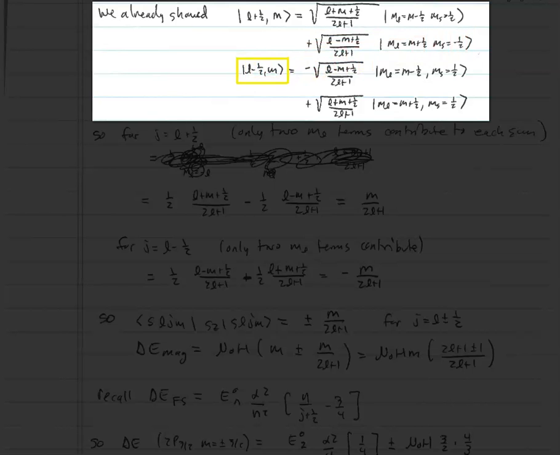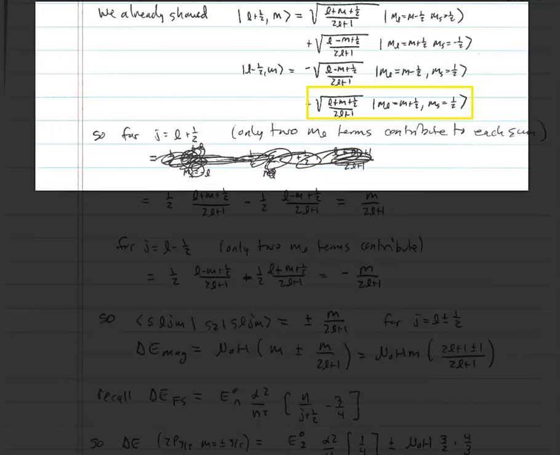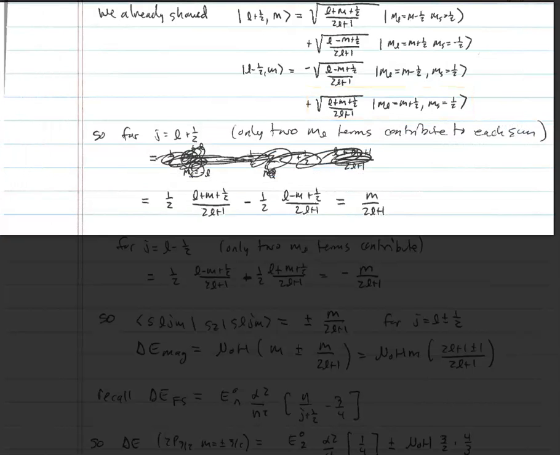And then in the case where I have j equals L minus a half, we have these other two coefficients. Okay, so let's work with the case j equals L plus a half. In that case, when we do the calculation, that first term gets squared. That's going to give me an L plus m plus a half over 2L plus 1. And the expectation value of ms for that state is equal to plus 1/2. So that gets multiplied by plus 1/2.